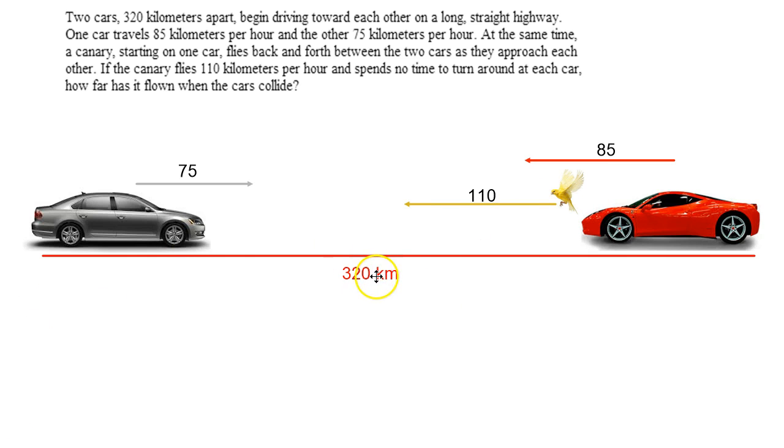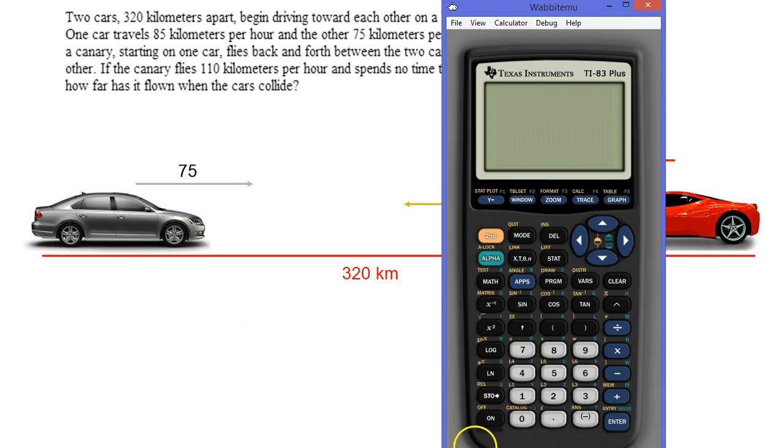All right, the cars are 320 kilometers apart initially. Every hour that goes by, this is 85 kilometers per hour, 75 kilometers per hour. So every hour that goes by, this one and this one are the sum of these two that much closer together. So if we add 75 and 85, that's how many kilometers they get closer together each hour. So they are coming together at a rate of 160 kilometers each hour.